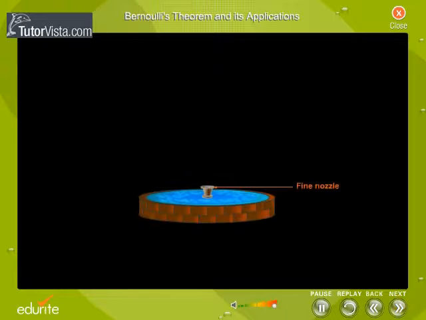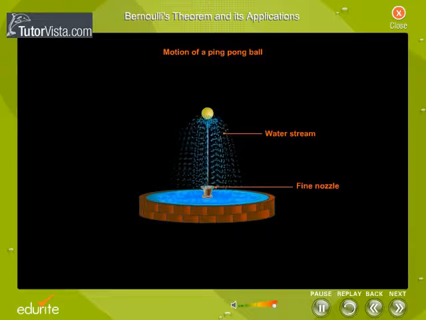The illustration shown here will help you understand Bernoulli's theorem. Motion of a ping-pong ball. Place a ping-pong ball in an upward stream of water as shown here. We observe that when a continuous stream of water gushes out of the nozzle, the ball rises to a certain height above the nozzle and stays at that height against the gravitational pull and starts spinning.